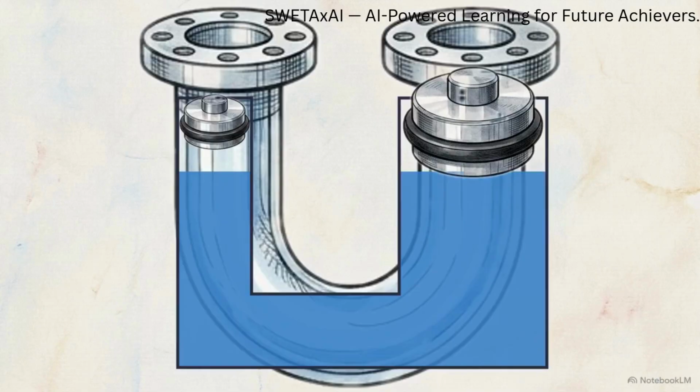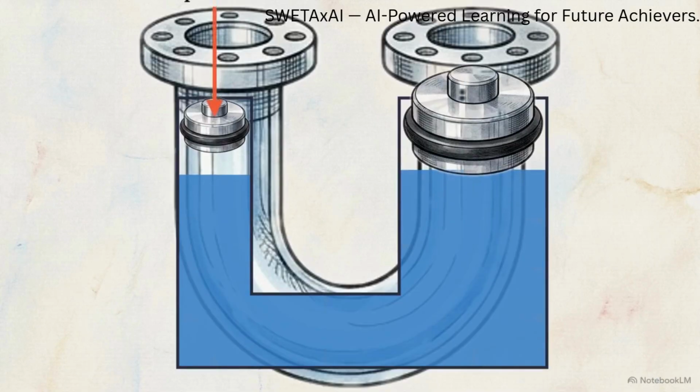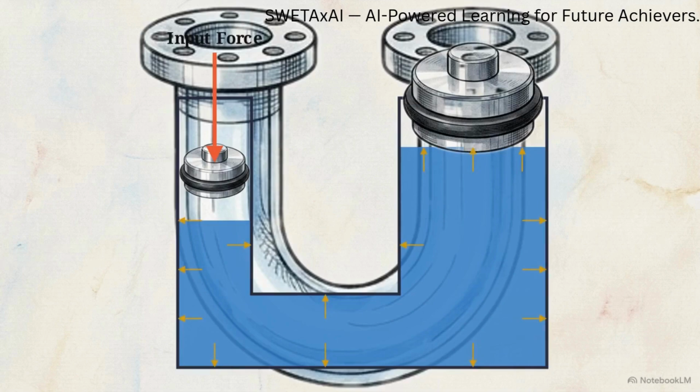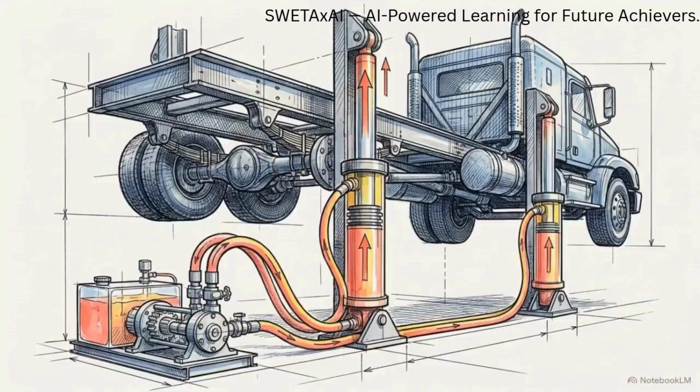If you enclose that fluid, Pascal's law applies. Apply pressure to a confined fluid, and that pressure transmits equally in all directions, as shown by these equal-length pressure vectors pushing against the chamber walls. Engineering systems rely on this uniform transmission. Hydraulic lifts and hydraulic brakes use small input forces on narrow pistons to generate massive output forces across wider areas.